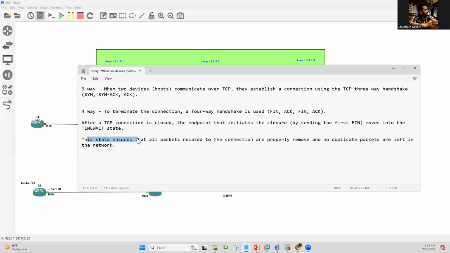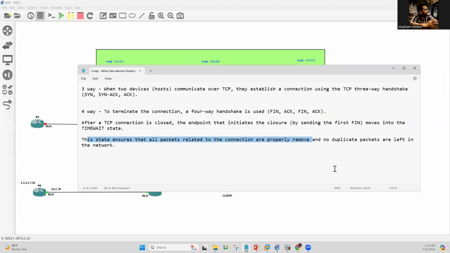Because this state ensures that all packets related to that TCP connection are properly removed from the TCP table. I told you, the router maintains one TCP table, and in the TCP table the router installs all the TCP connections. Yes or no? So the router moves that interface into time wait state, and during the time wait state the router ensures the TCP connection is properly removed from the TCP table. Are you getting my point, everyone?